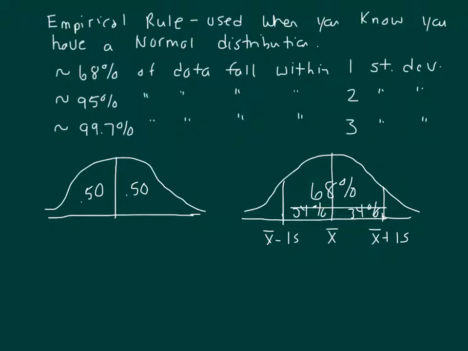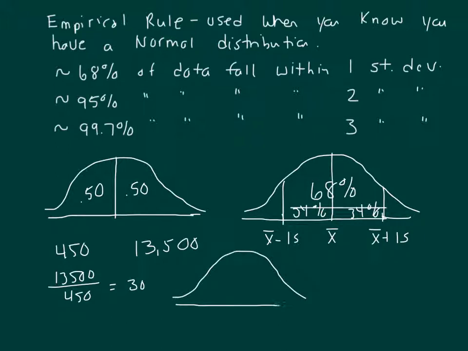We've got 450 employees working a total of 13,500 hours. Now, if you take 13,500 and divide by 450, that gives you 30. So your mean number of hours is 30. And my standard deviation is 7. They tell me that: standard deviation is 7.